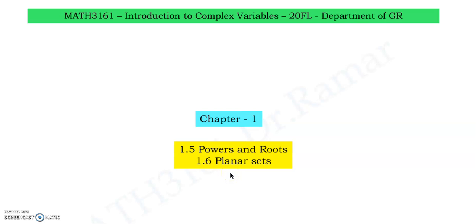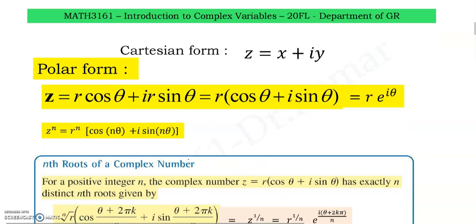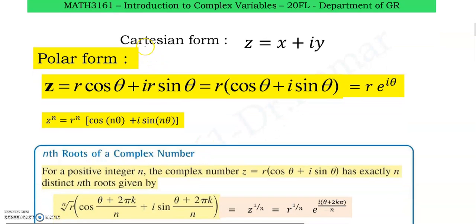Dear students, in this video we are going to see 1.5 and 1.6. The Cartesian form of a complex number is z equals x plus iy. What is the polar form of a complex number? That is z equals r cos theta plus i r sin theta, which we can write as r e to the power i theta.